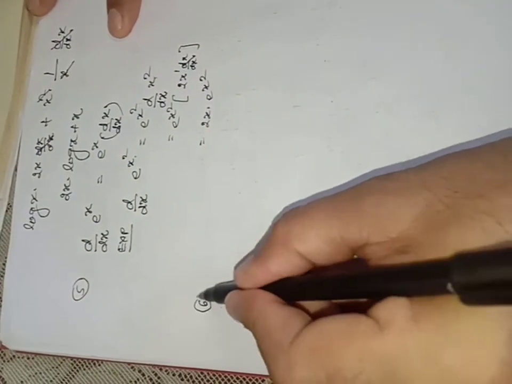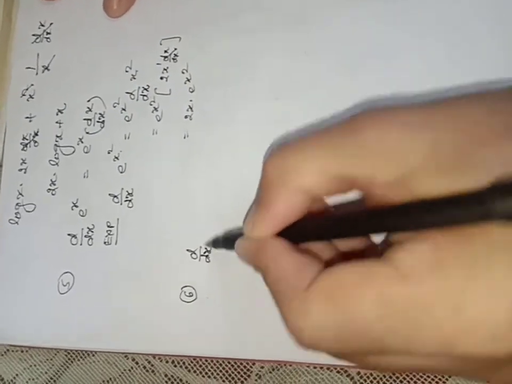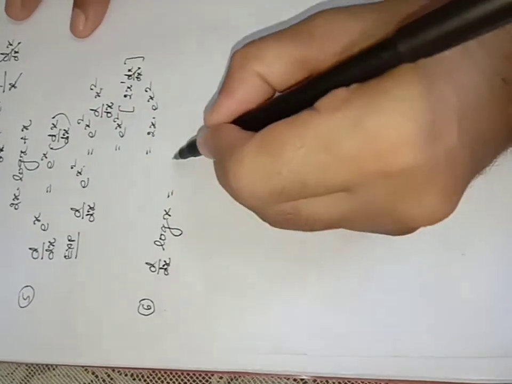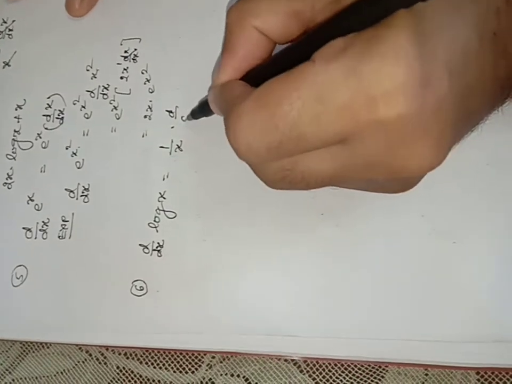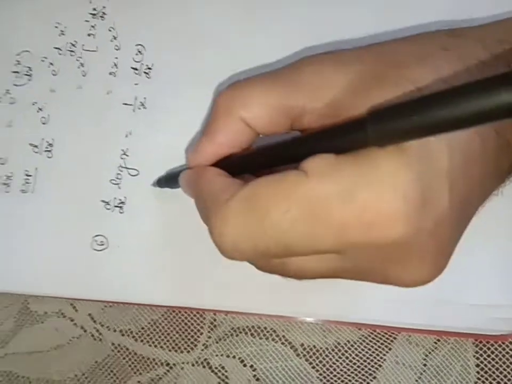Correct? Now the sixth formula, differentiation of log of any quantity. Suppose that variable is x. So the differentiation becomes 1 upon x into differentiation of that variable x. Let us take an example.